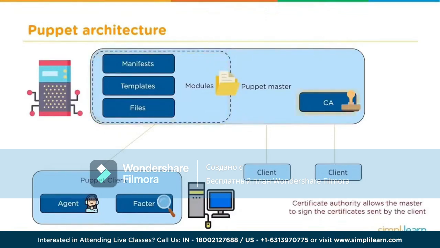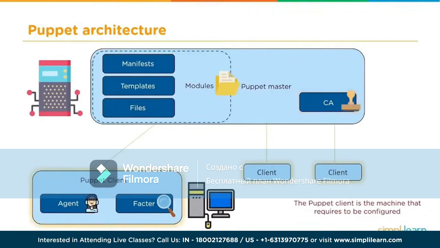This is the most important component of the Puppet master, CA, which stands for Certificate Authority. As we will see later in this video, the Puppet master and the Puppet client communicate through an exchange of SSL certificates. When the client sends over the certificate to the master, CA provides the master the authority to sign these certificates. The minute the master signs a certificate, the master is basically saying that yes, this client is registered with me and I agree to exchange data with this client.